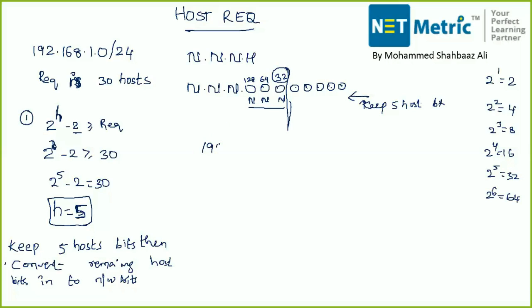From here, the same procedure: 192.168.1.0, add 32. You will get 192.168.1.32. Add 32, 1.64. Add 32, 1.96. 96 plus 32, 128, 160, 192, 224. 224 plus 32 is 256. We will stop here. Till here, any doubt?